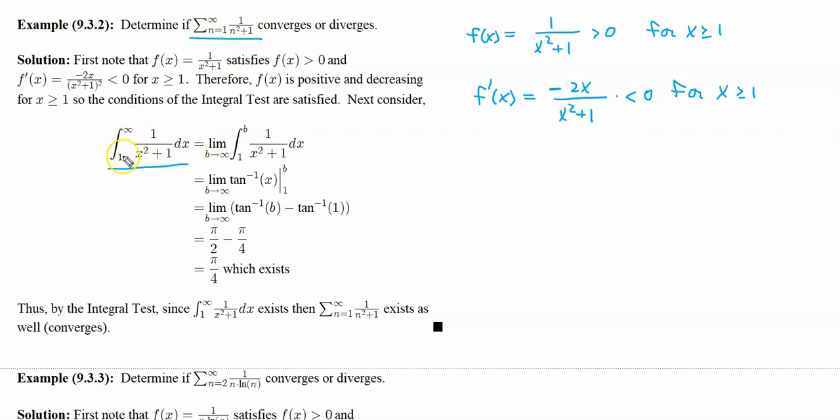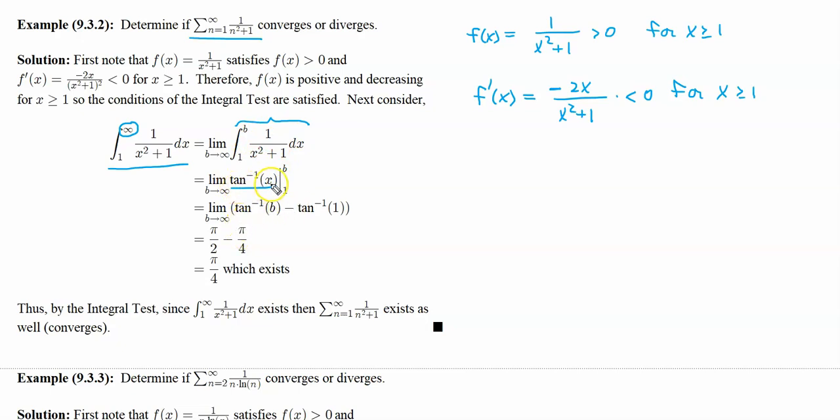Well, remember, this is an improper integral, so technically what we do here is we replace the infinity with the b, and then take the limit as b goes to infinity. Now, to evaluate this integral right here, we need to find the antiderivative of 1 over x squared plus 1. Well, that's a familiar function. The antiderivative of this is just the arctangent function, right?